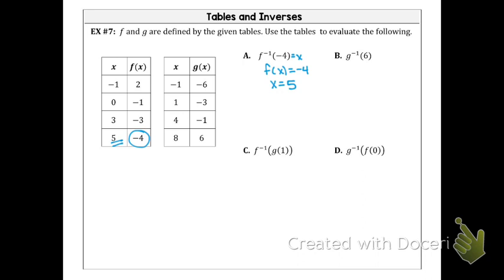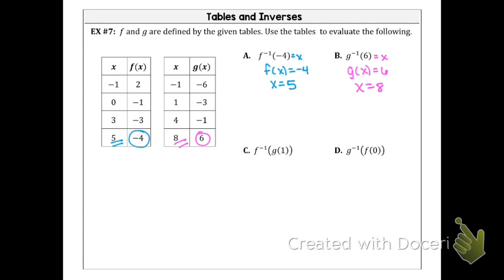All right, the inverse G of 6, it's inverse, it's going to equal to the X, which means G of X will equal 6. So we're going to go to our G table, look where our output is 6, our input is 8. So we know that X equals 8.